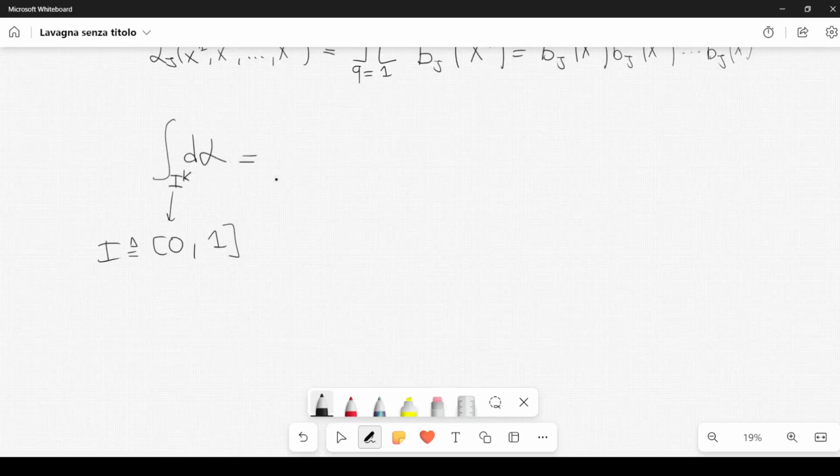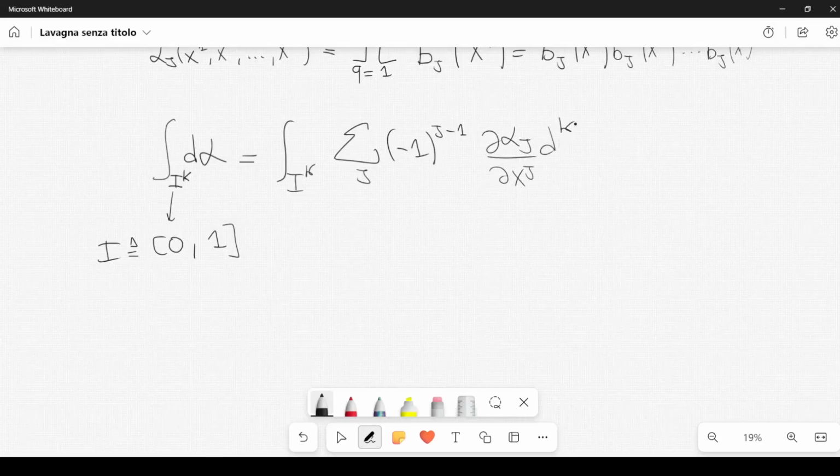So let's do it. We have an integral over I^k, then we have a summation over j. I'm simply replacing the expression for the alpha. Remember that we have this factor -1 to the power j-1, derivative of alpha j with respect to xj, and then I have dᵏx. So remember also that we define this dᵏx, it's an object that encloses the following differentials, dx1 wedge dx2 wedge ... wedge dxk, like this.